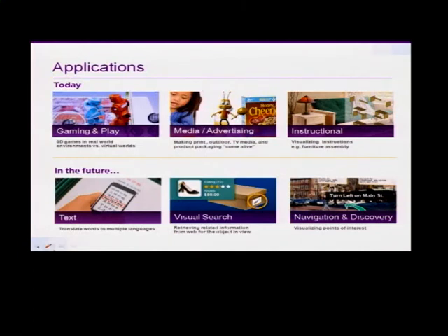We are working on detecting and translating text automatically in multiple languages. We're working on visual search, which is basically retrieving from the web information related to a specific object that is in the field. And then navigation and discovery. And again, this is not location-based. This is basically being able to recognize a landmark or the location where you are, and then do augmented reality based on that. Wanted to discuss the features of the SDK.